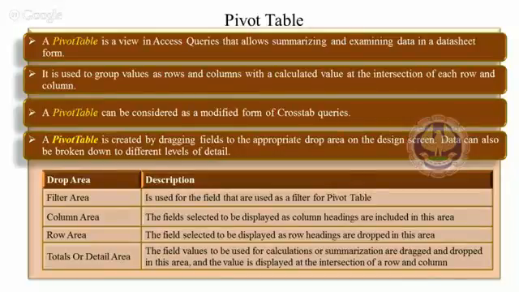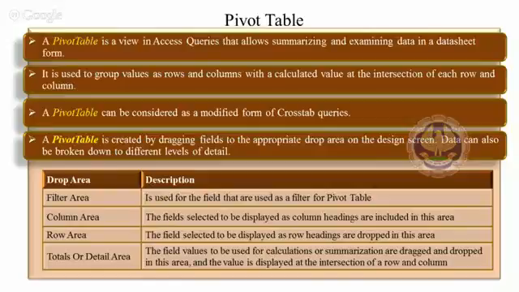It is used to group the values as rows and columns with a calculated value at the intersection of each row and column. That is what a pivot table is. This is actually easier to understand than the cross-tab query result set. A pivot table is created by dragging fields to the appropriate drop area on the design screen. Data can also be broken down to different levels of detail.